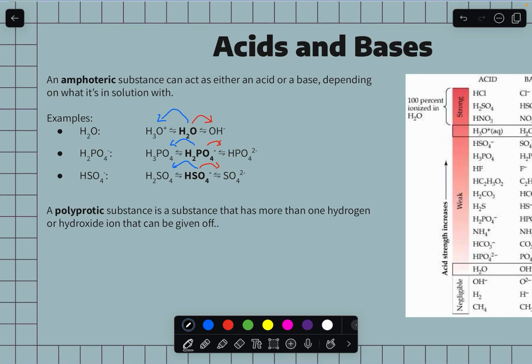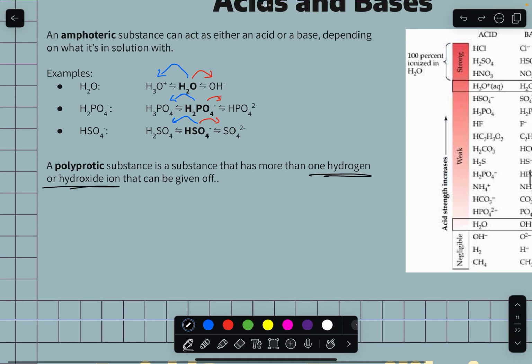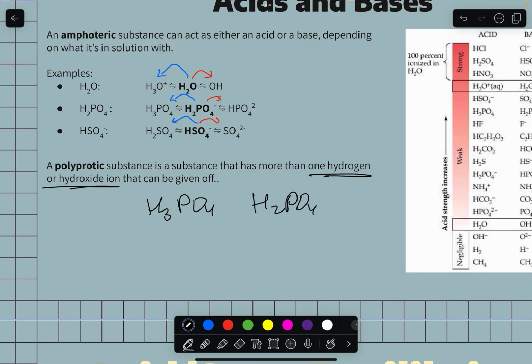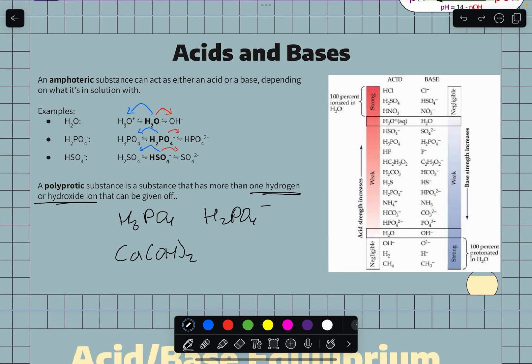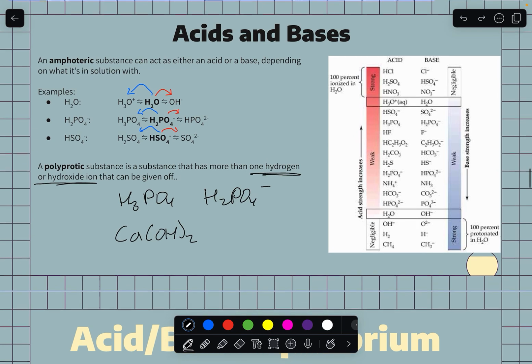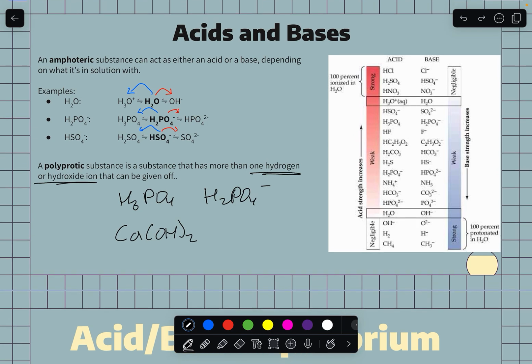Polyprotic means that you have more than one hydrogen or hydroxide. Protic normally does indicate hydrogen, but you can also use this word for bases with hydroxides. So if you have something with more than one, like H3PO4, H2PO4 minus, those are polyprotic, they have more than one hydrogen. With bases, if you have calcium hydroxide, you have more than one hydroxide there. It's polyprotic. So make sure you understand those vocabulary words. We'll use both of them more in this lesson, but polyprotic especially during the titration part.